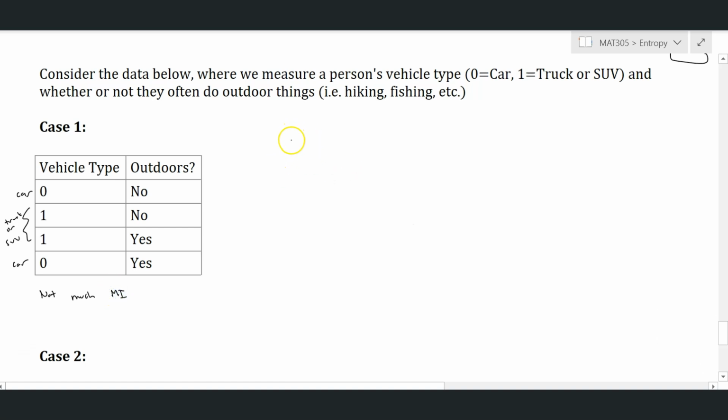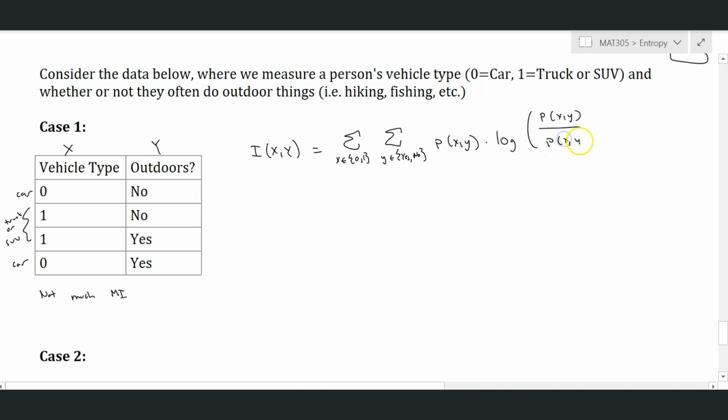Okay, so let's set this up. To calculate the information between x and y, I'm going to have to sum across all x. So x, if we think about this as the vehicle type, x will either be a 0 or a 1. And then here we have to add across all y, which is an element of {yes, no}. Okay, sloppy notation, but good enough. And then the probability of both of those things, the joint, times the log of the joint probability divided by the product of the marginals.